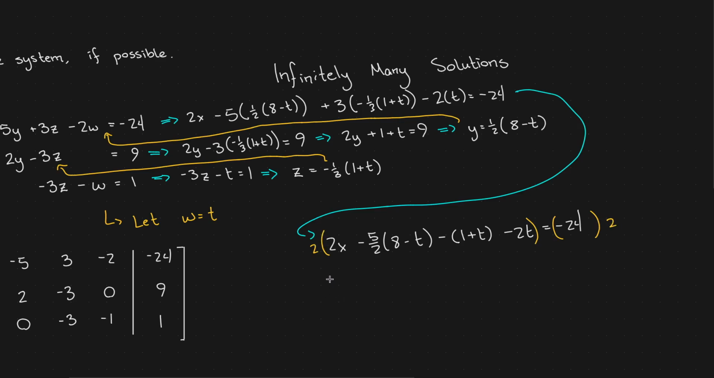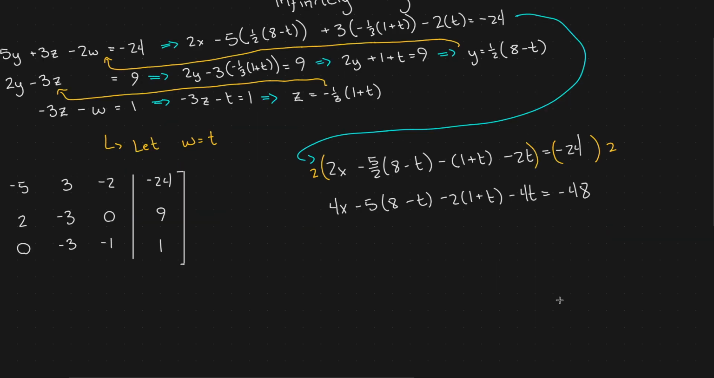If I distribute the 2 on the left, I get 4x, and then 2 times -5/2 is -5 times (8 minus t). 2 times -1 is -2 times (1 plus t), and 2 times -2 is -4t. And on the right-hand side, I get -48. Okay, distribute some more, combine like terms. I get 4x minus 40 plus 5t minus 2 minus 2t minus 4t equals -48.